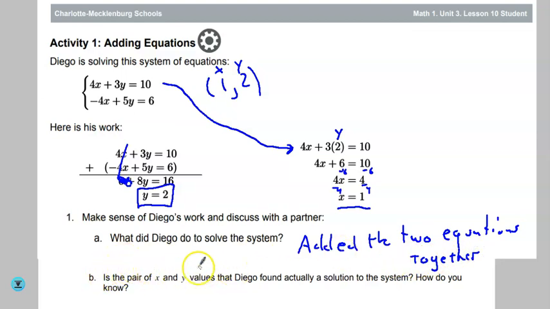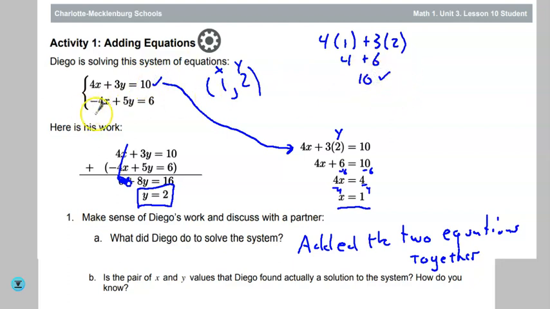Is the pair x, y, the values Diego found, the solution? How do we know this is the solution to the problem? Well, you can simply substitute back in those numbers. 4 times 1 plus 3 times 2, without the equal. Just substitute them in the first part. 4 times 1 is 4. 3 times 2 is 6. 4 plus 6 is 10. Did it equal 10 like it says it should?